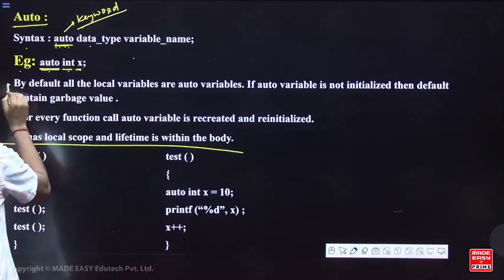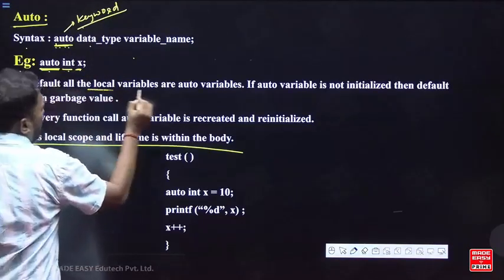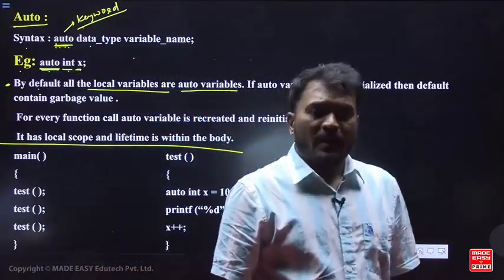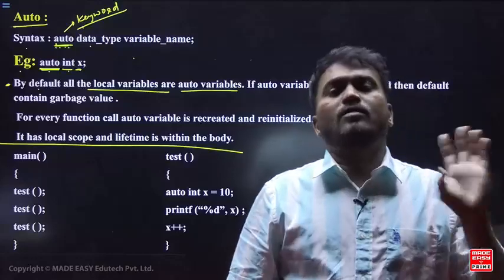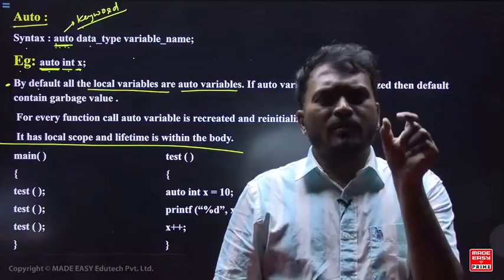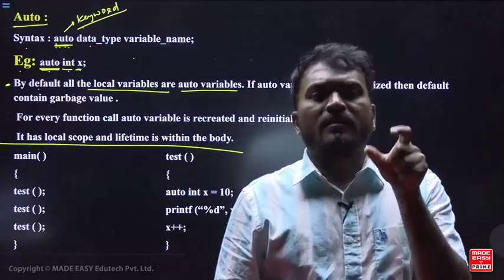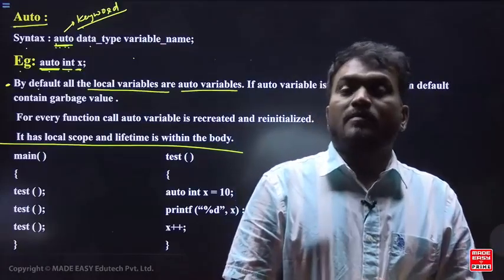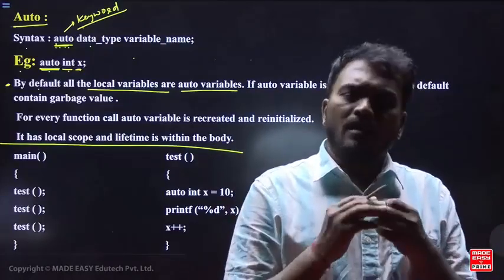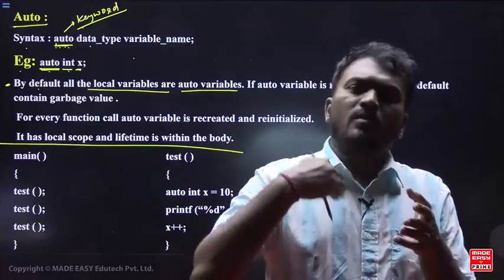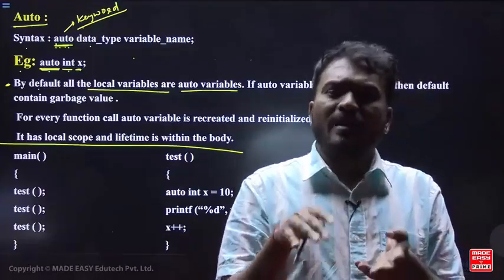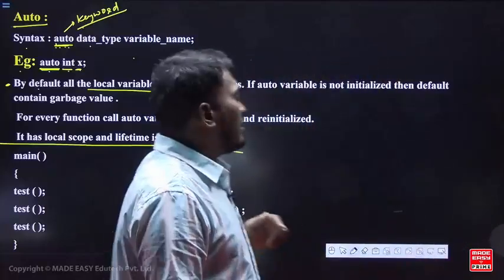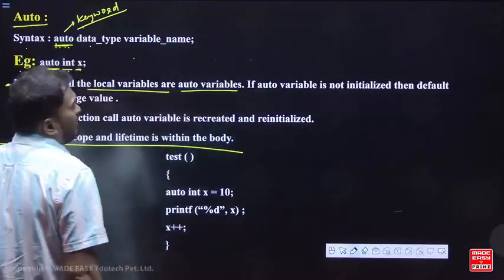Remember the first point you have written? By default, all the local variables are auto variables only. It means that even if you write auto or even if you don't write auto, that is an auto variable only. If you write auto in a local variable or don't write it, it is an auto variable only, right? That is the meaning of this.